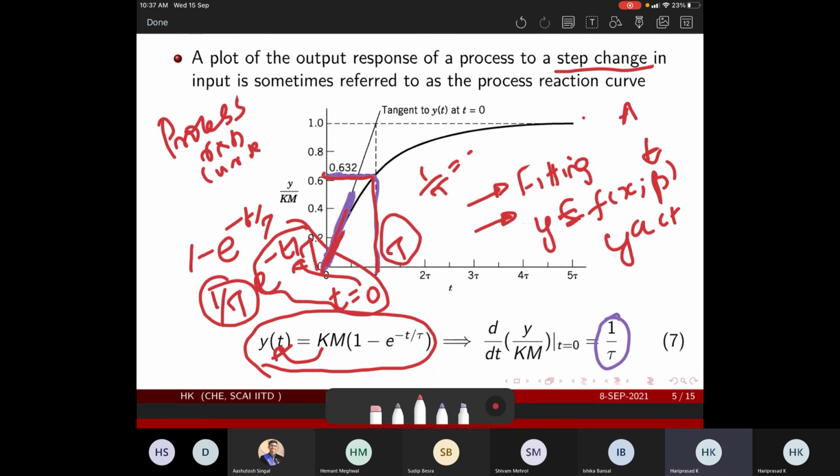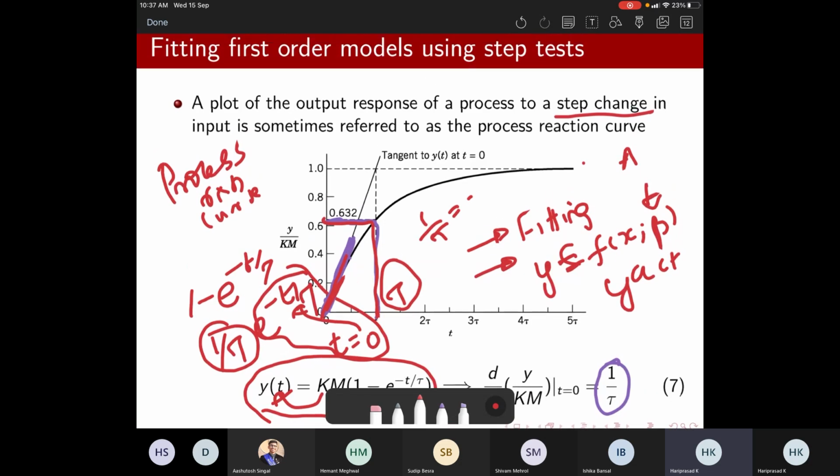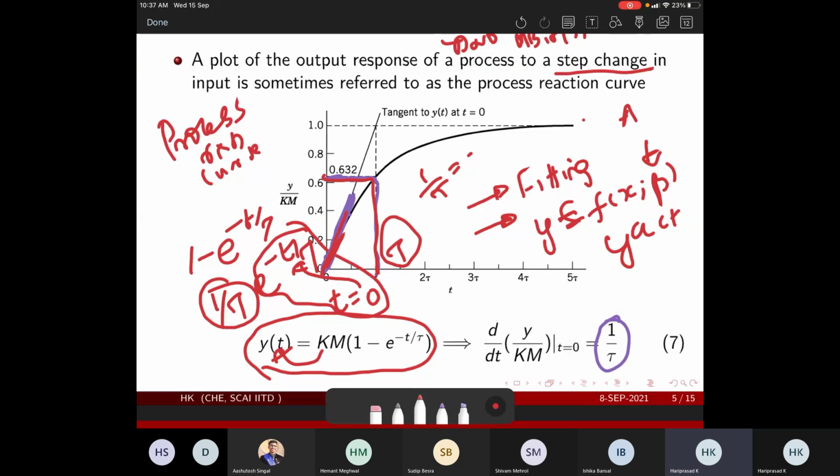Please mind that we are only dealing with the data. You are now fitting the parameter tau. So there is no mass balance, no heat transfer, no transport equation, nothing. This is the model structure, and you are fitting it. This is fitting the model from the data fully.